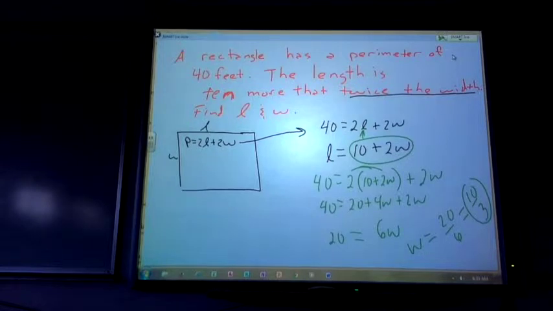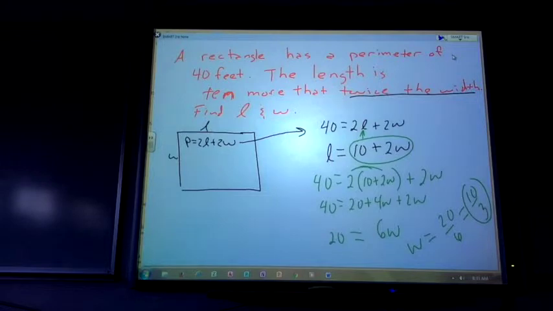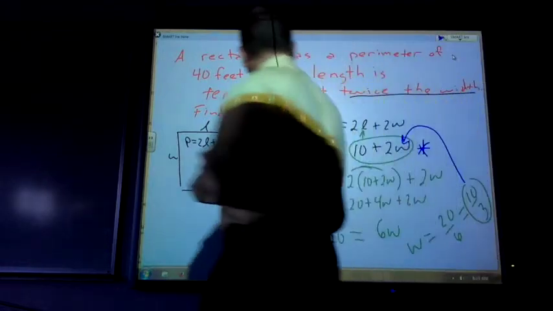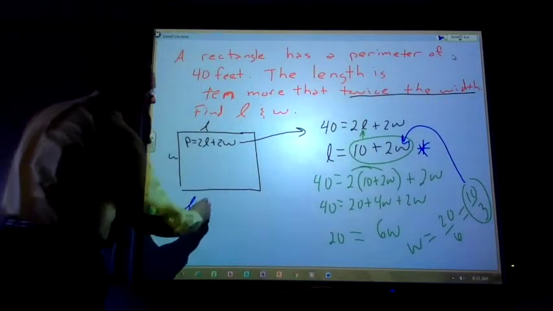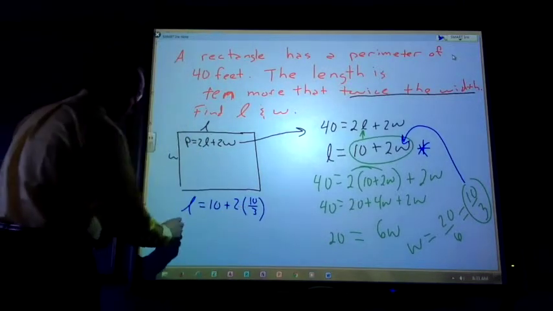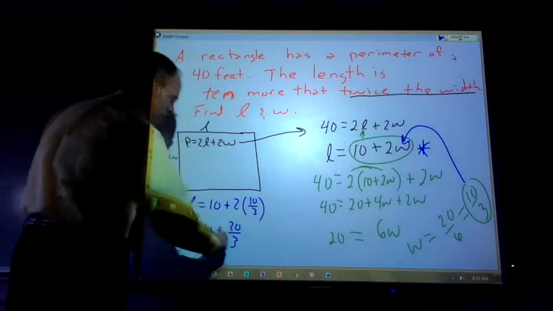Ashley, if I have a width of 10 over 3, how can I find the length? Which one is going to set up for me to find the length? Yeah, this one is going to allow us to find the length. I'm going to plug it in right there. So that's going to give me L is equal to 10 plus 2 times 10 over 3, which is 10 plus 20 over 3.